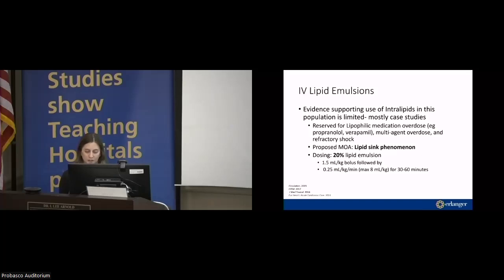Essentially, we're creating the lipid sink phenomenon. So we're drawing the drug away from the heart, increasing calcium levels at high concentration, and it causes positive inotropy. It's a 20% lipid emulsion, a 1.5 milliliter per kg bolus, followed by 0.25 milligrams per kilogram per minute for 30 to 60 minutes. And the max dose is, I believe, 12 milliliters.